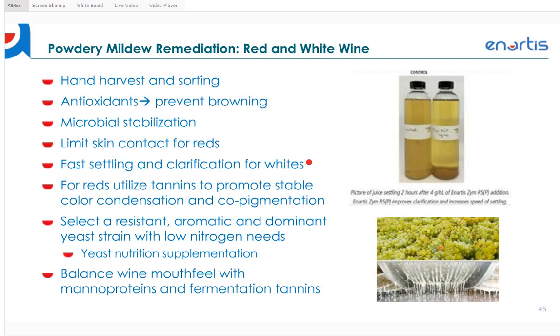One of the more common instabilities associated in red wines with powdery mildew is color instability. So it's very important to utilize tannins to promote stable color condensation and copigmentation reactions. Selecting a yeast strain with high aromatic potential and enzyme activity will help reduce some of those off flavors associated with powdery mildew. And it's very important to, of course, supplement organic nitrogen in these musts, as organic nitrogen can be dramatically decreased. And again, there are finishing tools available for attenuating mouthfeel and adding more structure in these wines.